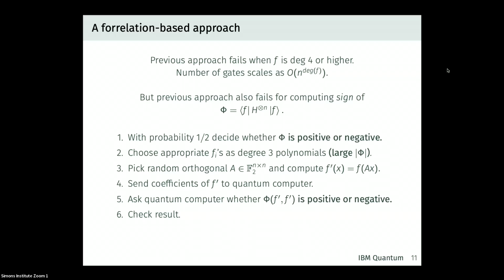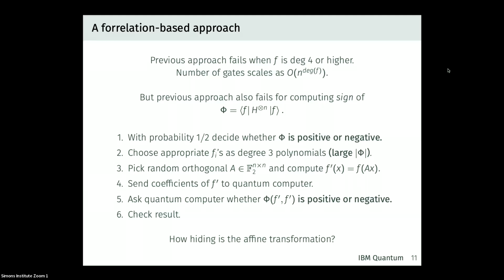Okay, so as you might expect, we can just modify the approach that we had before. With probability 1/2, decide if the value of the correlator should be strongly positive or strongly negative, choose the appropriate functions f_i to achieve this, apply the affine transformation, send the coefficients to the quantum computer, and then ask the quantum computer to compute whether this is positive or negative. Again, this just boils down to estimating the expectation of this Hadamard observable. And then we just check the result.